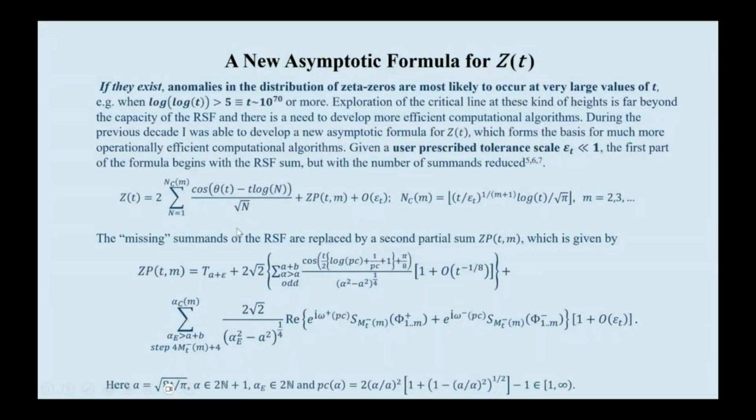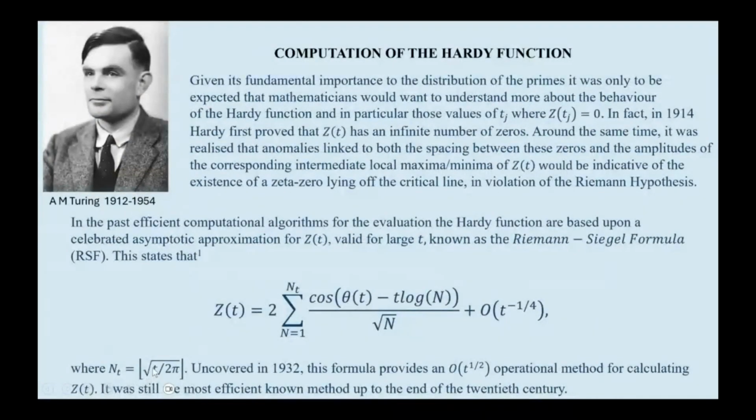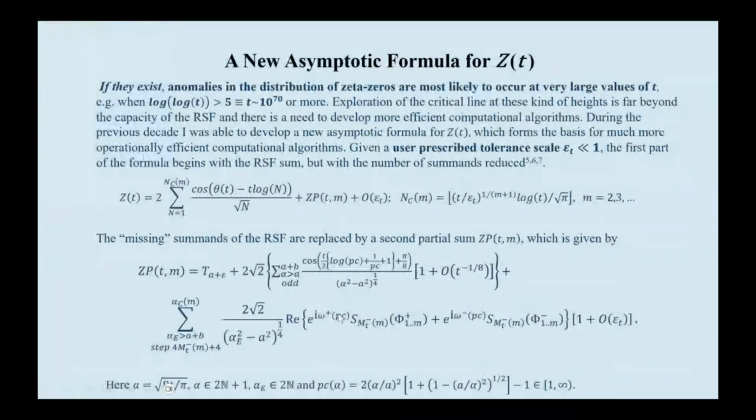And the first part of it you can see here looks identical to what we had before. The only difference is the number of summands has gone down with m. So m is an integer, 2, 3. And you can see if m is 2, then this is only t to the 1/3. If m is 3, then this is t to the 1/4, etc. So the number of summands is actually reduced drastically compared to what we had before, where we had t to the half. So in principle, that means it's going to be faster to compute.